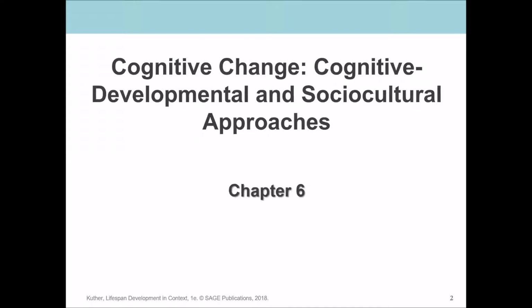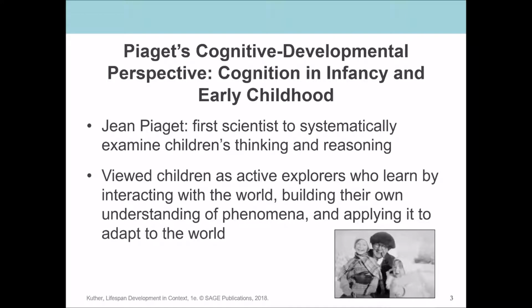And the first approach that we'll be talking about is Jean Piaget's cognitive developmental perspective. So Piaget was the first scientist to really examine children's thinking and reasoning and come up with a theory about how it changes qualitatively, so going through different stages over time. Importantly, he suggested that children are active explorers and they learn in their world by experimenting and trying to build their own understanding of what's going on in the world.